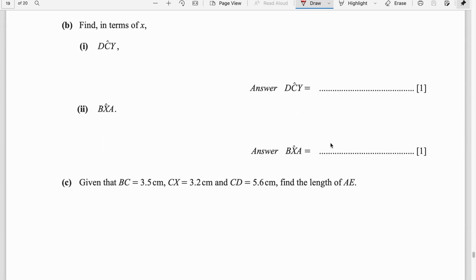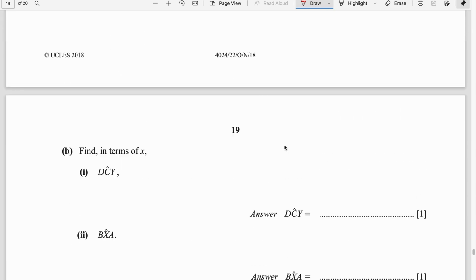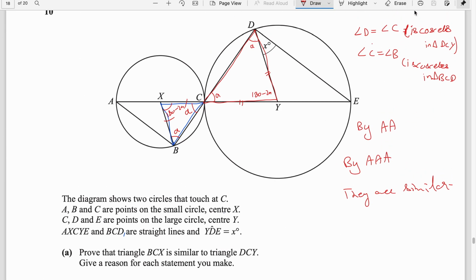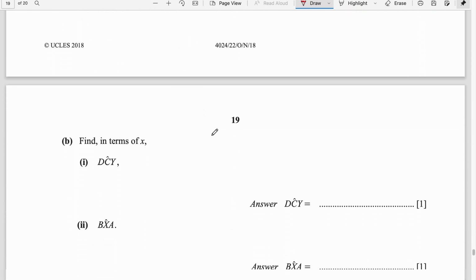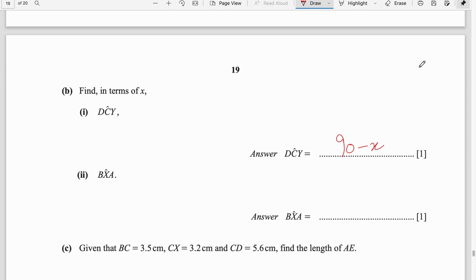Find in terms of x, DCY. So this is D, this is C, this is Y. This is the diameter, this is the angle subtended on the diameter, so it makes it 90 degrees. When you subtract x, this part is 90 minus x. As discussed earlier, these are isosceles, so it is 90 minus x. So DCY is 90 minus x.